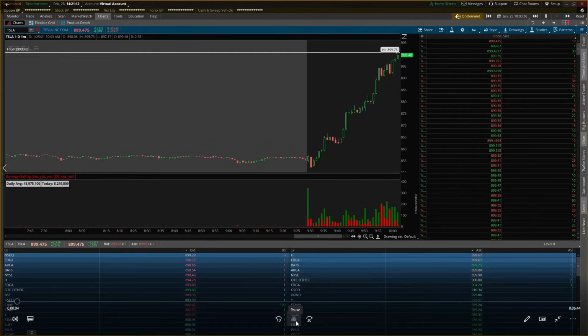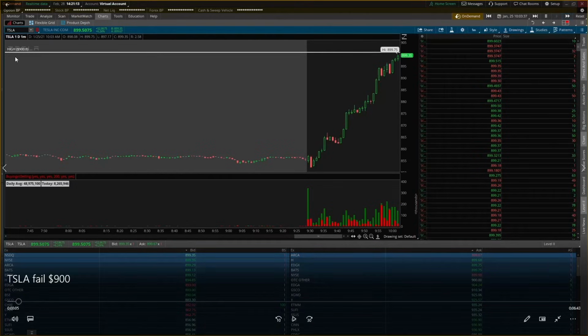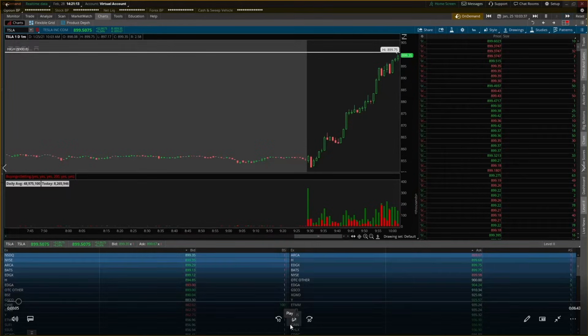So let me try to pause it as price is coming up to 900. I mislabeled this price level as $900.80. This is meant to say 900. Briefly, what's going to happen here is we fail to break and hold above 900, which is a very strong sign of weakness. So let me play it out.